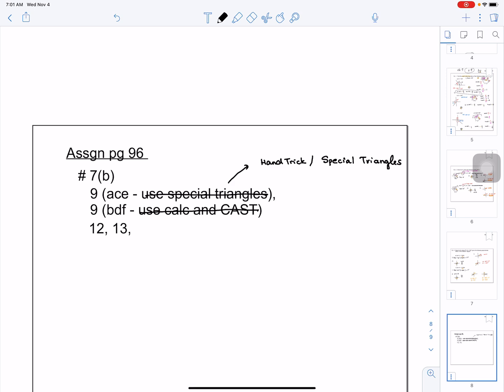I will also post Mr. Little's solutions to the lesson because he kind of likes to use the special triangles, or at least in his lesson he shows the special triangles a bit more, so that way you can figure out which method you like better. Again, as always, if you have questions, feel free to email me.